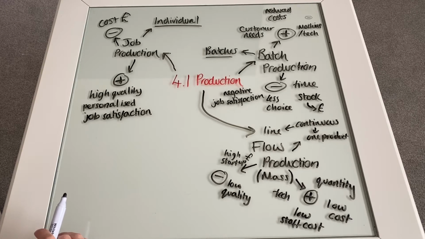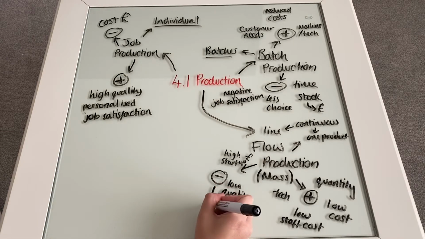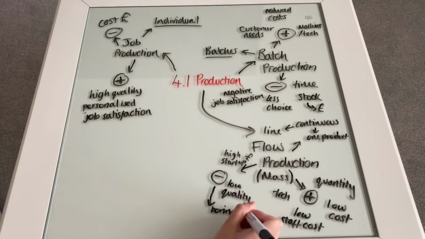Jobs can be repetitive and boring. Chances are if you're working on a production line, you're just doing something really simple like screwing on a wheel over and over again, or pouring in the flour over and over again. You're not doing anything particularly interesting. So you've got boring jobs, which equals dissatisfaction.